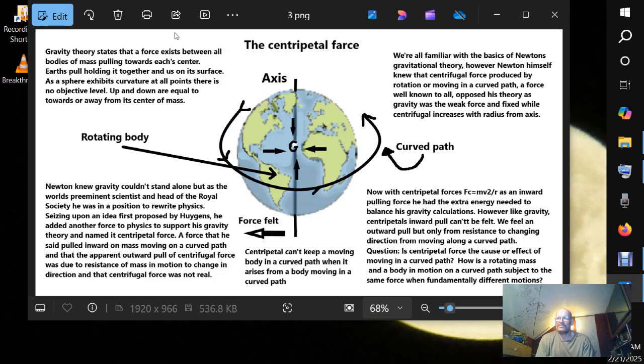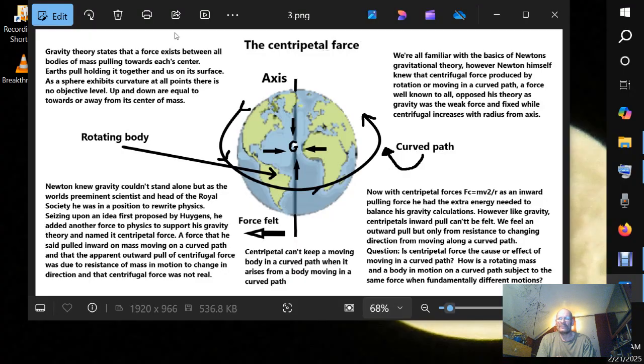Now, with centripetal force redefined as an inward pulling force, he took the force of centrifugal and said, no, it's not pulling out, it's pulling in, and it's the resistance to changing direction that makes it seem like it's pulling out. Yeah, sure. So with that, in one fell swoop, he did away with the centrifugal force, took its force and applied it as an inward pull, and voila, he had the extra energy needed to balance his gravity calculations.